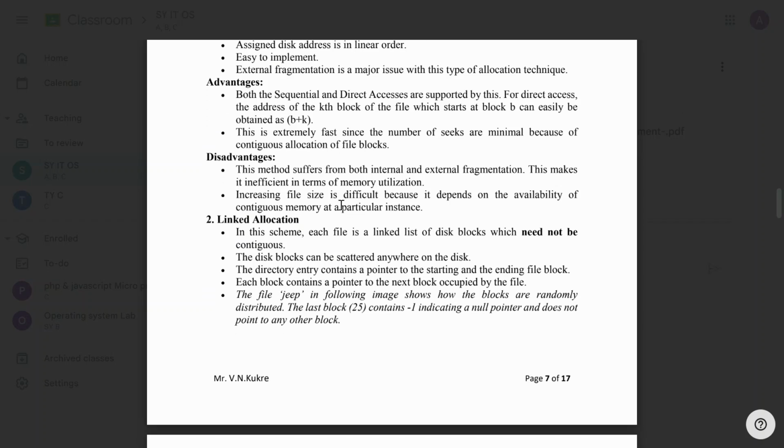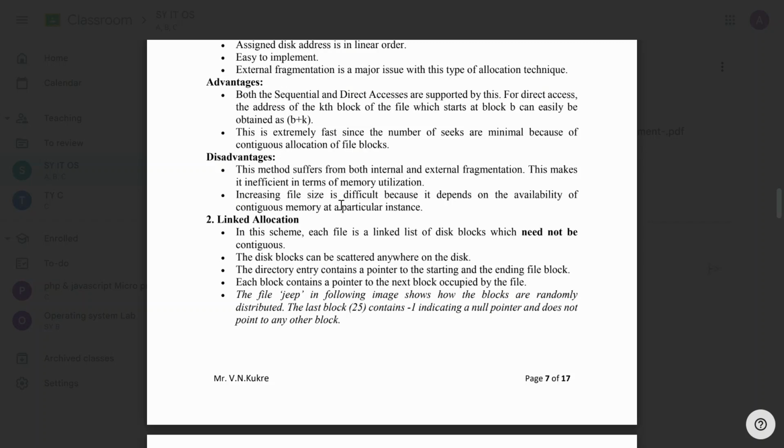Disadvantages: this method suffers from both internal and external fragmentation. This makes it inefficient in terms of memory utilization. Increasing file size is difficult because it depends on the availability of contiguous memory. If the contiguous memory is not available, then we cannot increase the file size.